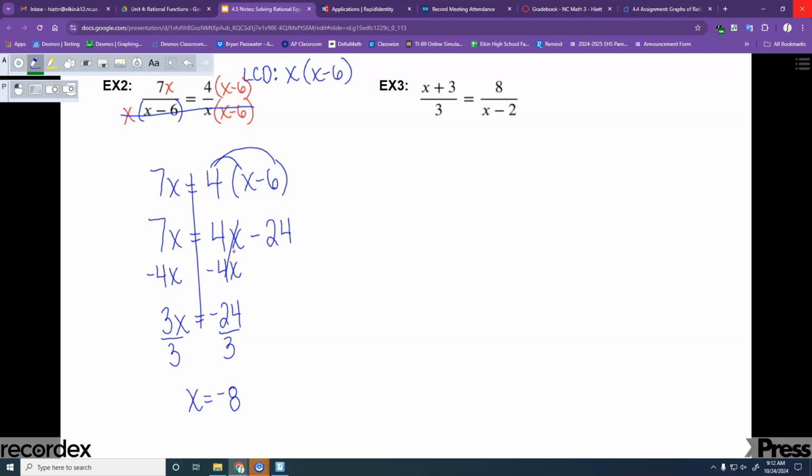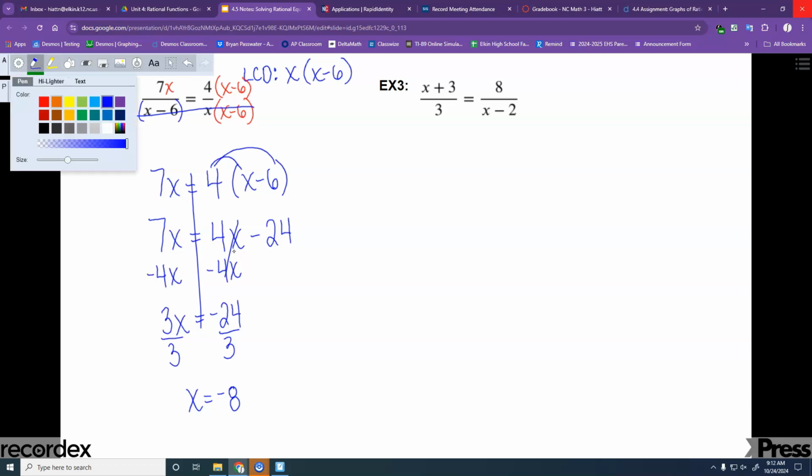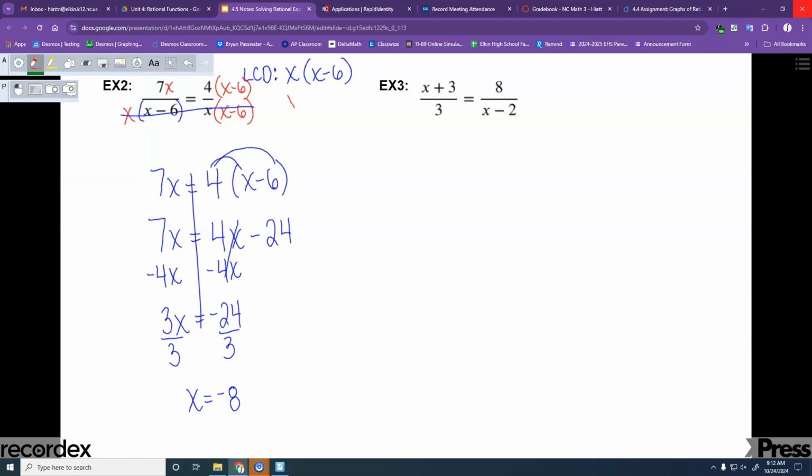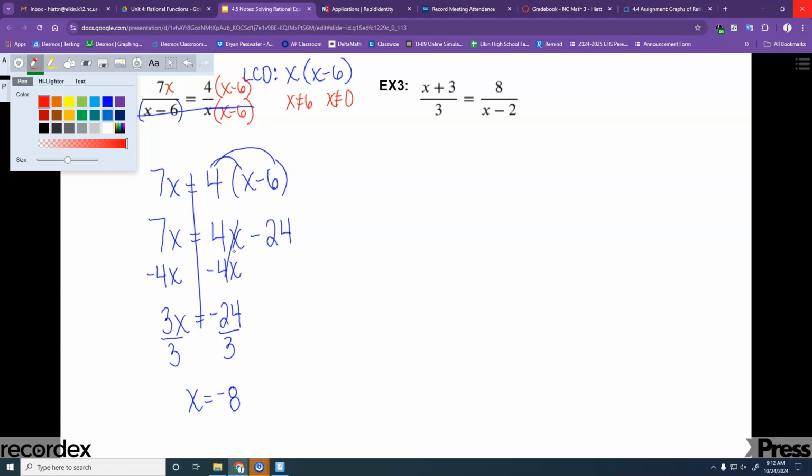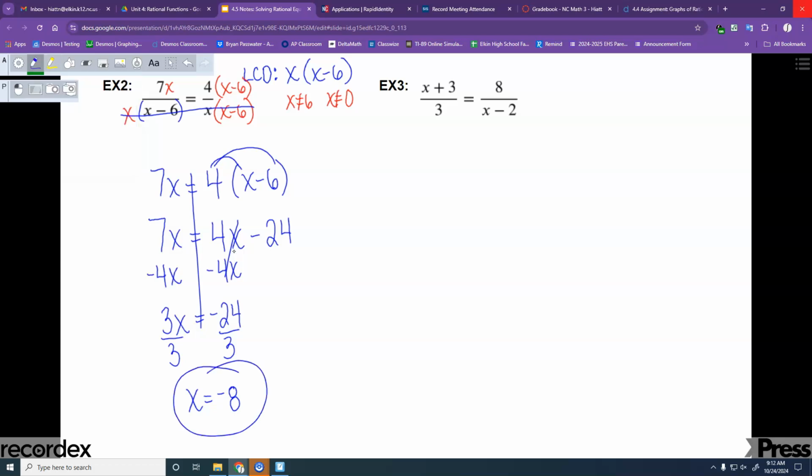I forgot to do excluded values for this. What were the excluded values for x times x minus 6? You can't have 6, and you also cannot have 0. Is negative 8 an excluded value? It is not. It's usually not, but there's a few cases where it is. So I get negative 8.